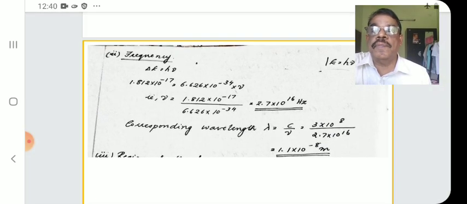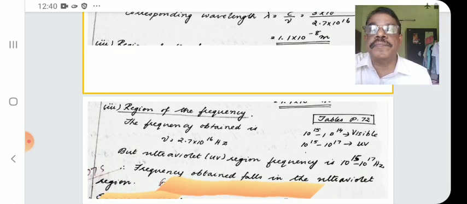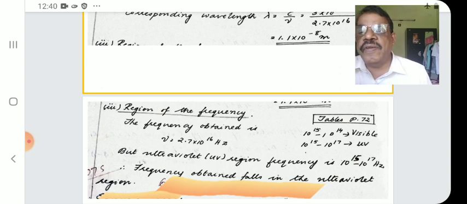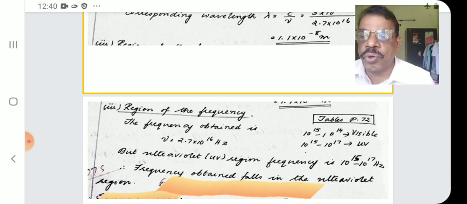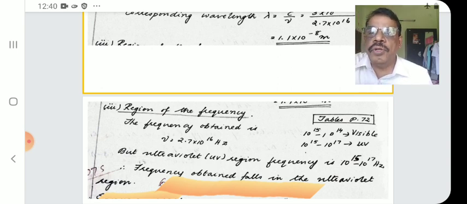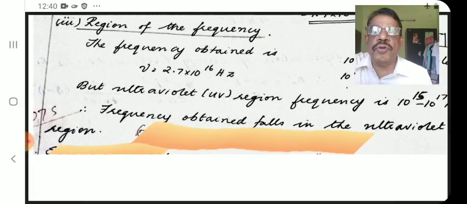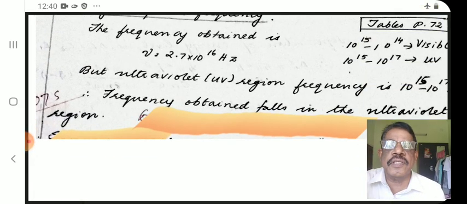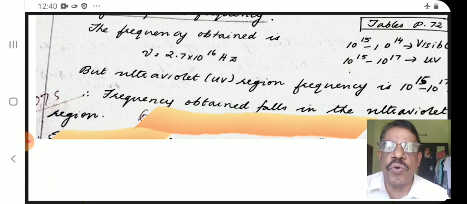And look at what we are doing. Here the frequency is given, and we have to say the region of the frequency, in which region of the electromagnetic spectrum this photon is coming. You have to remember, it is in the tables, page 72. The frequency and the various regions are given. You read it, you refer to the table. Tables can be used in the examination hall also.